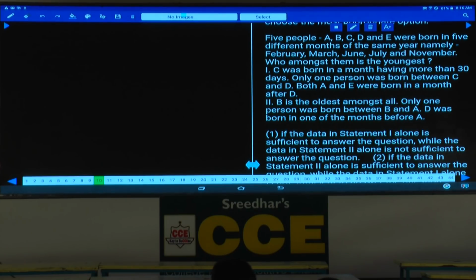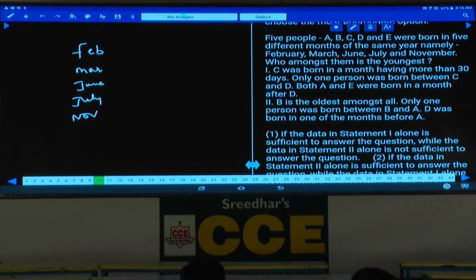Now all these persons were born in the same year: Feb, March, June, July and November. Among these 5, A, B, C, D, and E were born in 5 different months of the same year. Who among them is the youngest? Now we need to find out the person who is the youngest, that is, who comes at the last place. Then youngest means born in the month of November.